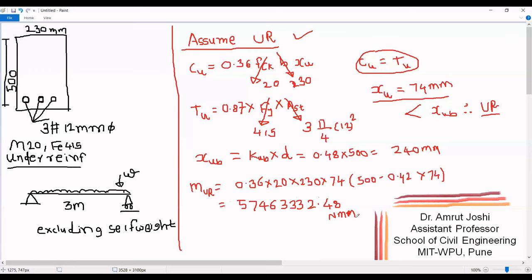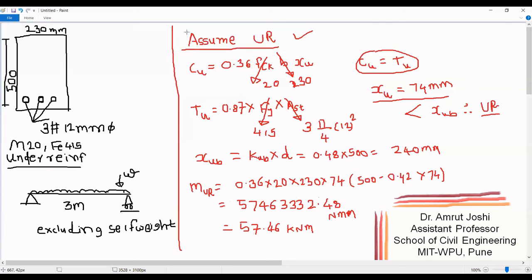If I were to convert it into kilonewton meter, I will have to multiply it by 10 power minus 3 to convert from Newton to kilonewton, and another 10 power minus 3 to convert from mm to meter. So total I have to multiply it by 10 power minus 6. So 1, 2, 3, 4, 5, 6. So it is going to be 57.46 kilonewton meter. So we have evaluated moment of resistance of this section, and that turns out to be 57.46 kilonewton meter.